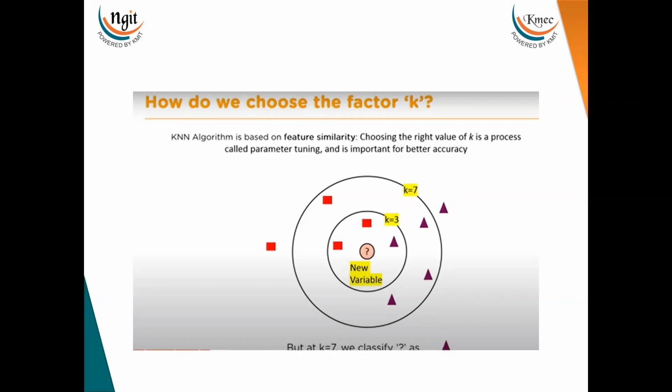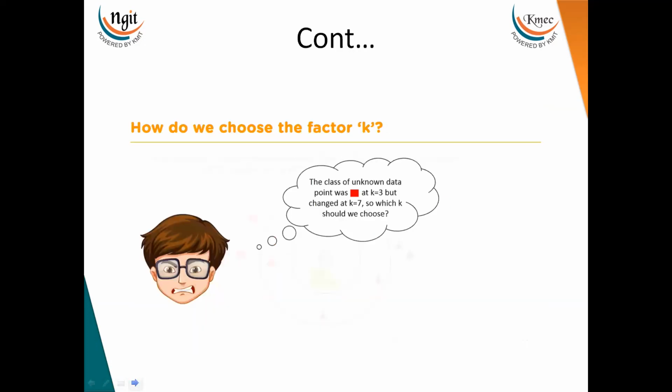So when I'm taking k value 3, we are saying it's a square, and when I'm taking k value 7, then it's saying it's a triangle. So it's just creating an ambiguity or a wrong prediction of the data. So what should be my k value? How should I identify the k value? That is the biggest task in the case of KNN. Now we'll understand how I can choose the value of k.